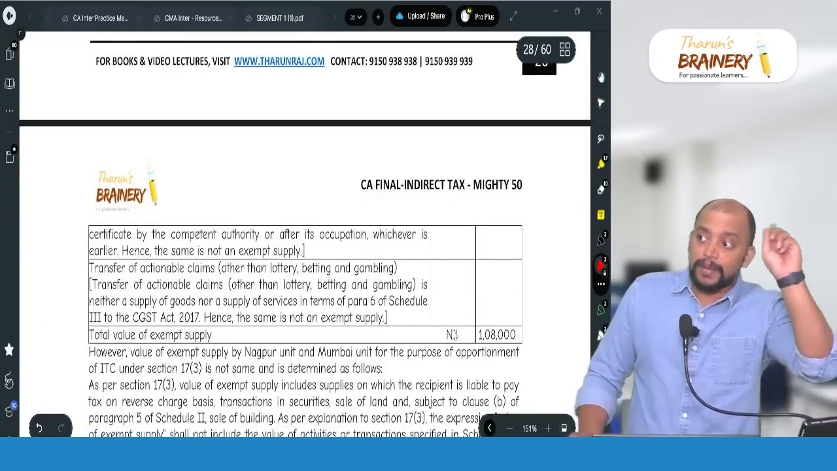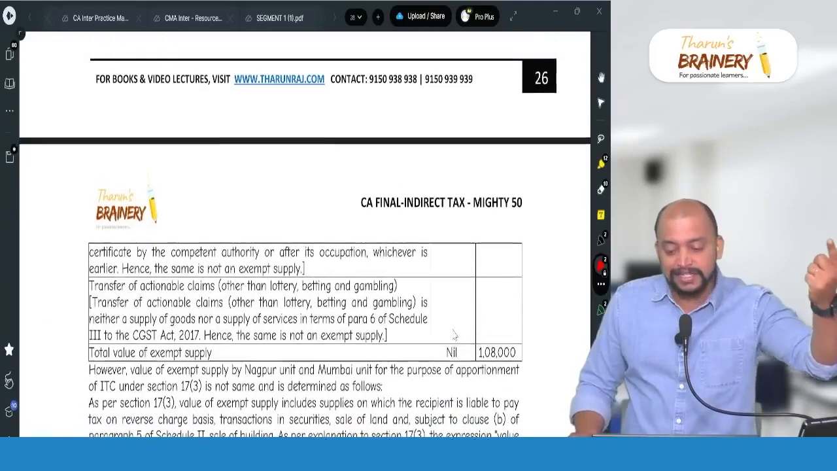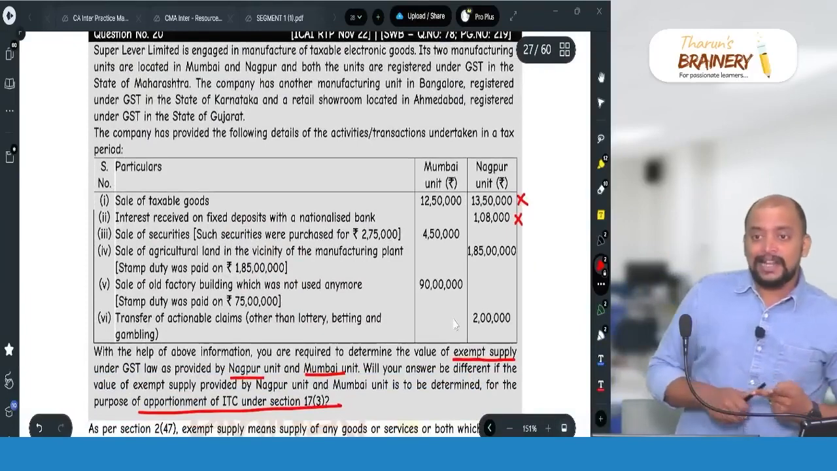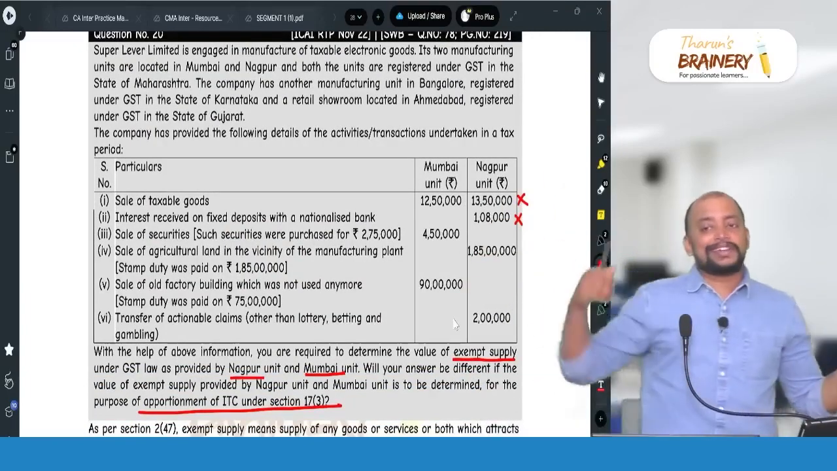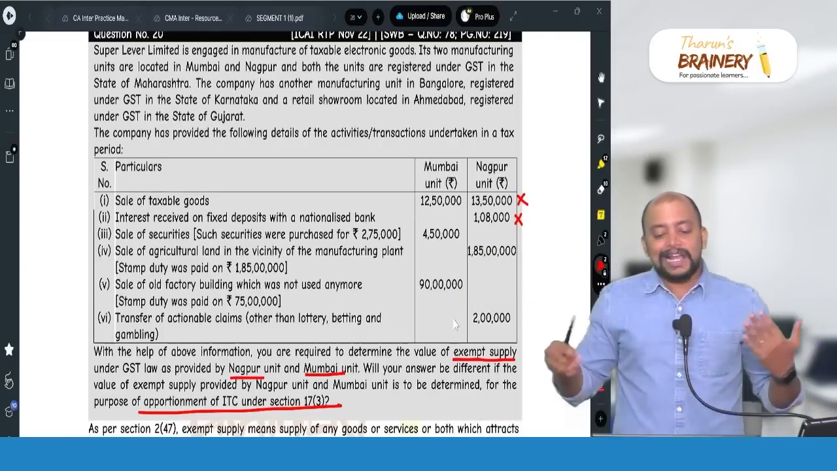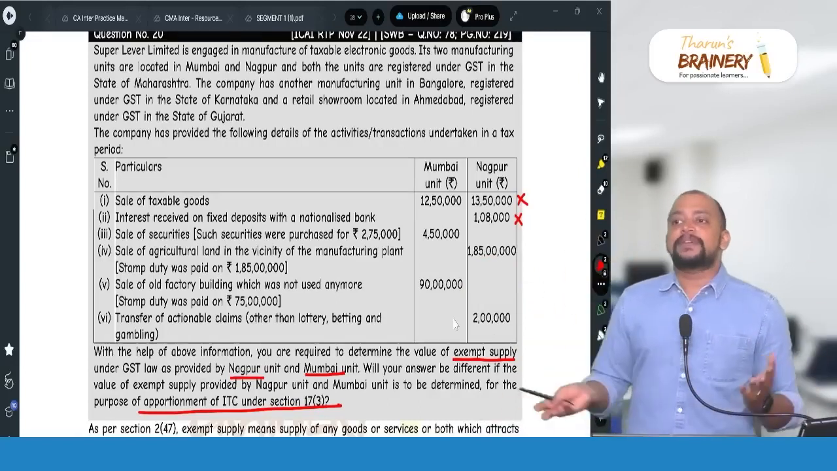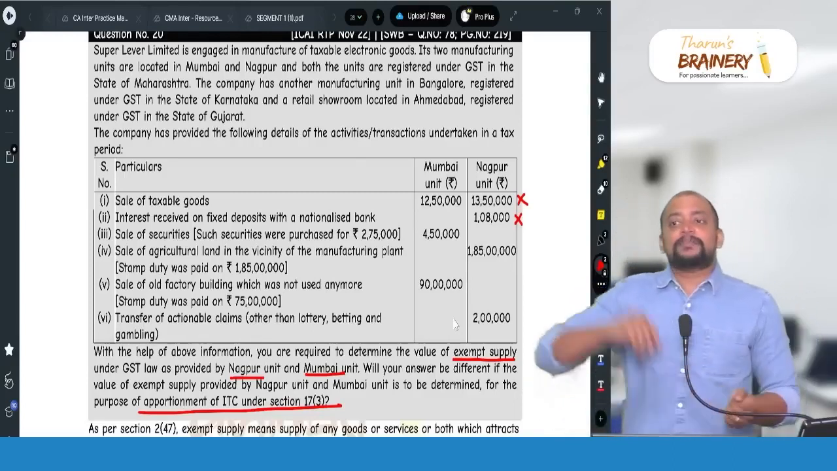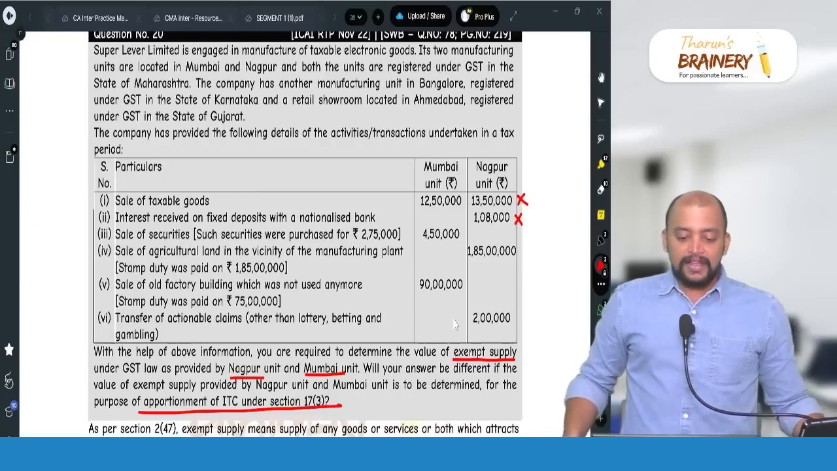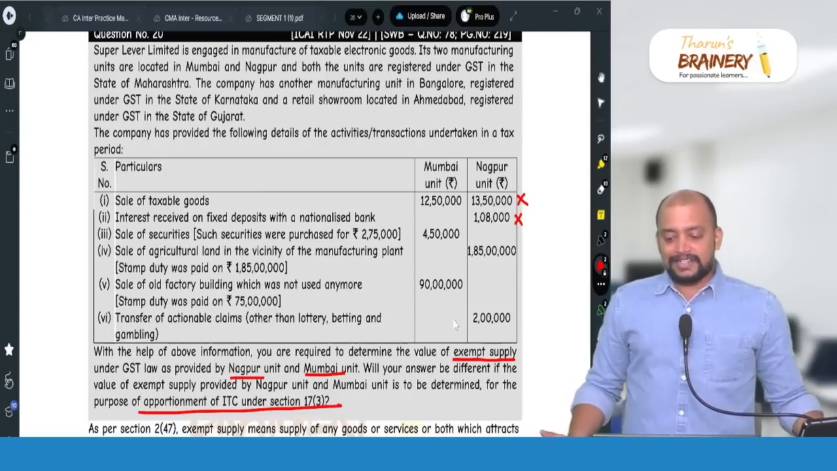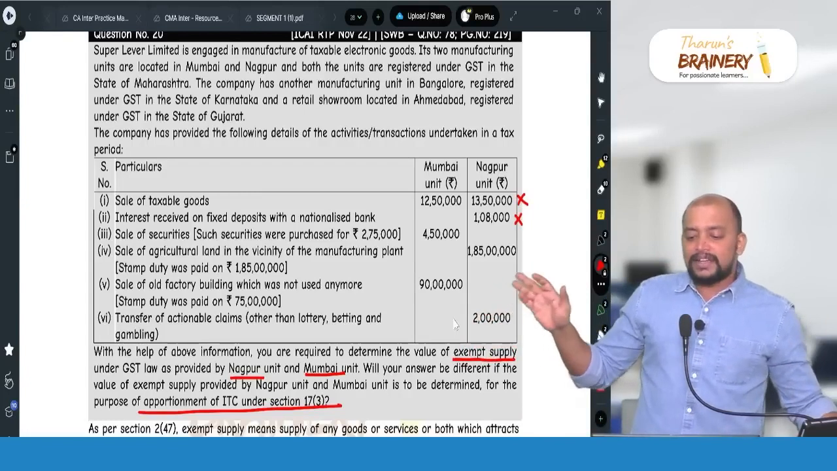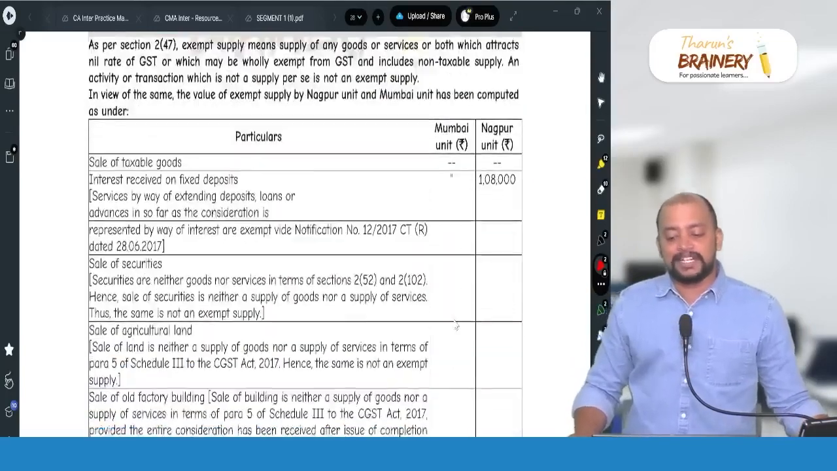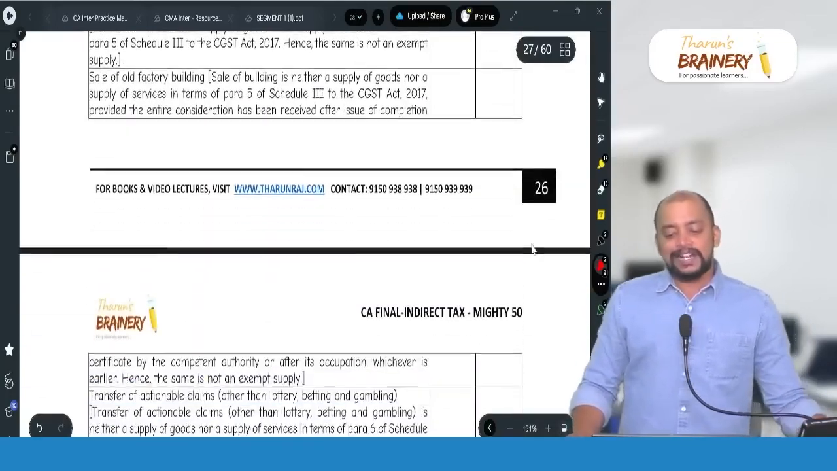For payment of GST, the meaning of exempted supply is only three: notified as exempted, nil rated, non-taxable. 4,50,000 is not a supply first of all, and 90,00,000 is also not a supply, so it will not come in exempted supply for payment of GST. For Nagpur unit, only interest will come. Sale of land and building will not come, and transfer of actionable claims is not a supply. So only 1,08,000 is treated as exempted.